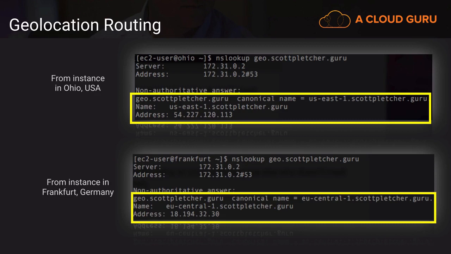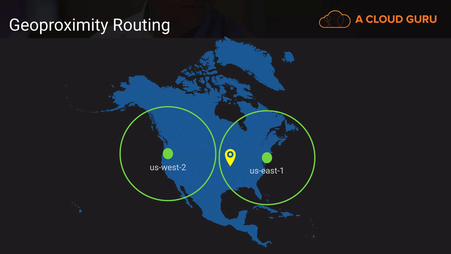So on the top, I'm in a system that's in the USA, and I'm going to issue my NSLOOKUP command, and it's going to show me the IP address 120.113, and it resolves to US East 1. Now on the bottom, I'm on a machine that's in Germany, and using the same command for the same name, it's directing me to a different IP address. For geoproximity, I'm not going to show you a screenshot since it would be hard to see, but here's the concept of geoproximity.